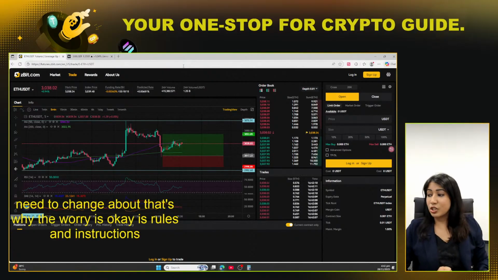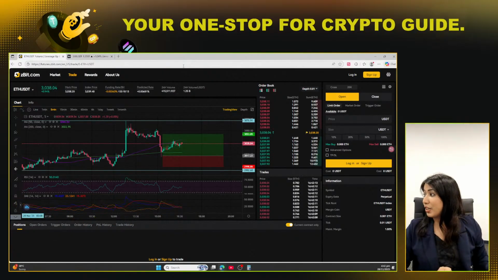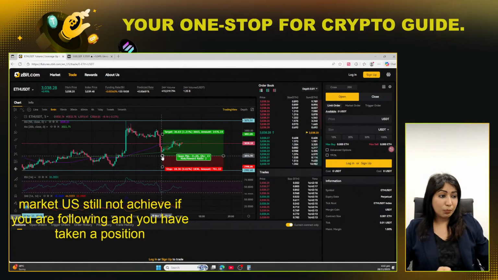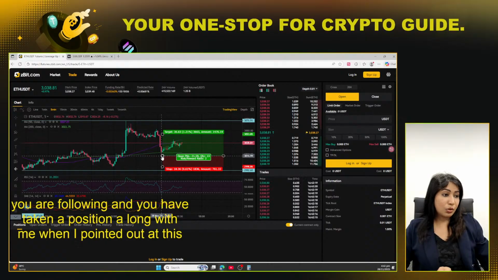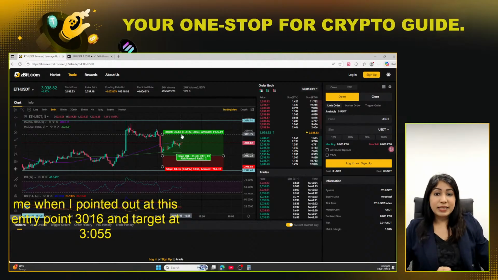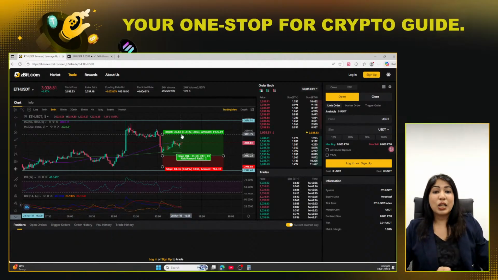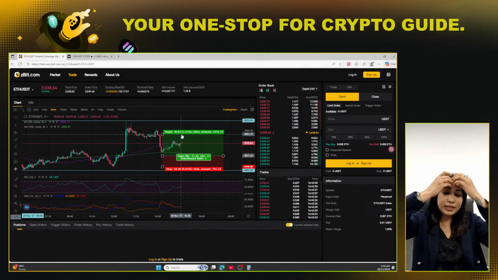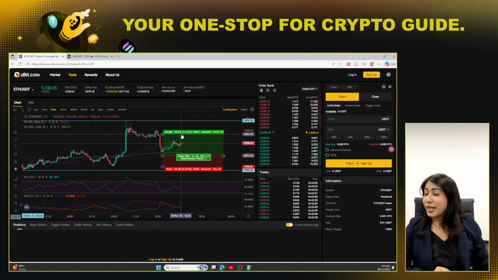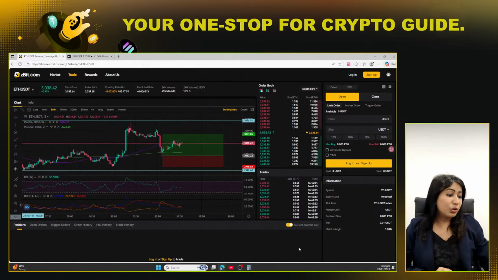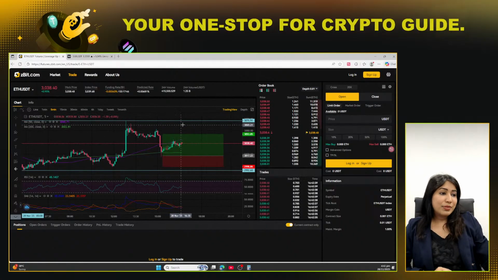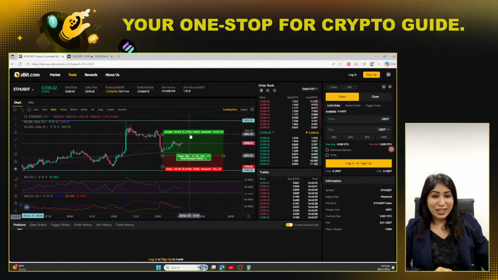We are continuing to watch the market as targets are still not achieved. If you are following and you have taken a position along with me when I pointed out this entry point 3016 and target at 3055, let's see if our target will be achieved or the markets will move back in the completely opposite direction. That is something we will watch out for. So stay tuned, guys. I'm going to take a small 5 minutes break here and then we'll continue talking about it and some more new topics, as well as see if the target will be achieved or not.